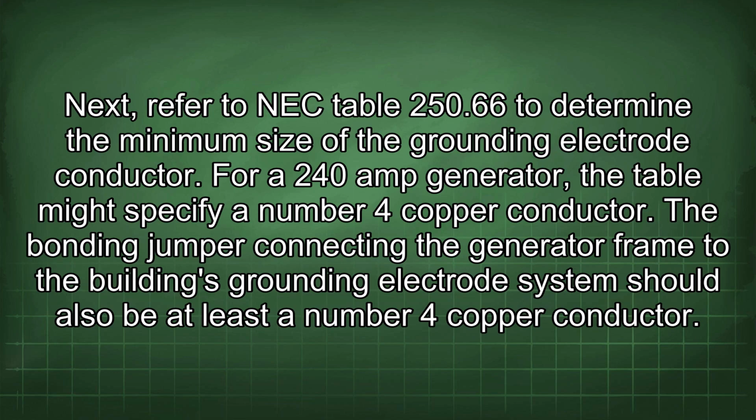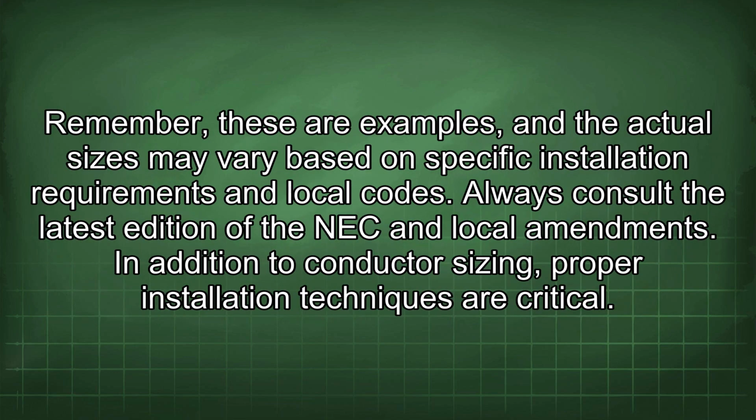The bonding jumper connecting the generator frame to the building's grounding electrode system should also be at least a number 4 copper conductor. Remember, these are examples, and the actual sizes may vary based on specific installation requirements and local codes. Always consult the latest edition of the NEC and local amendments.